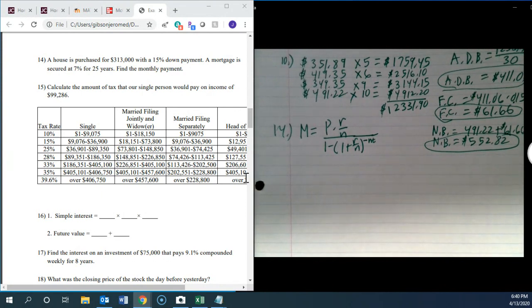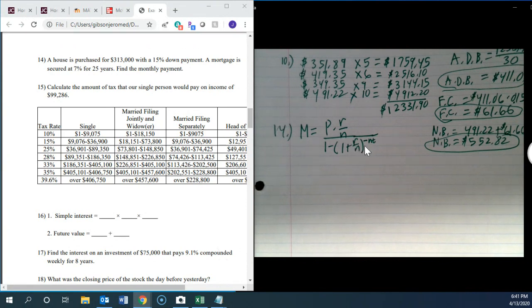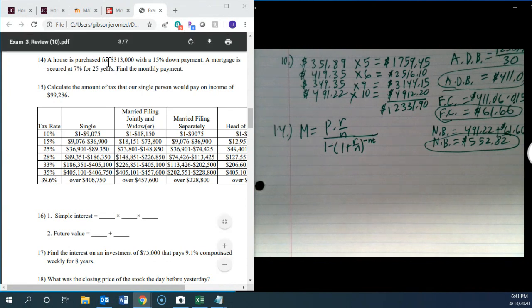Now, first we need to find out what our principal is because we have our rate. Our rate is 7%. We have our time, which is 25 years. And we even have our N, which is how many payments we make. We know that we will make 12 payments in a year. The only thing we don't have here is our principal. Now, the reason why we don't have our principal is because the house is $313,000. But remember, this person put down a 15% down payment. So they actually lowered how much they would need to take the loan out for.